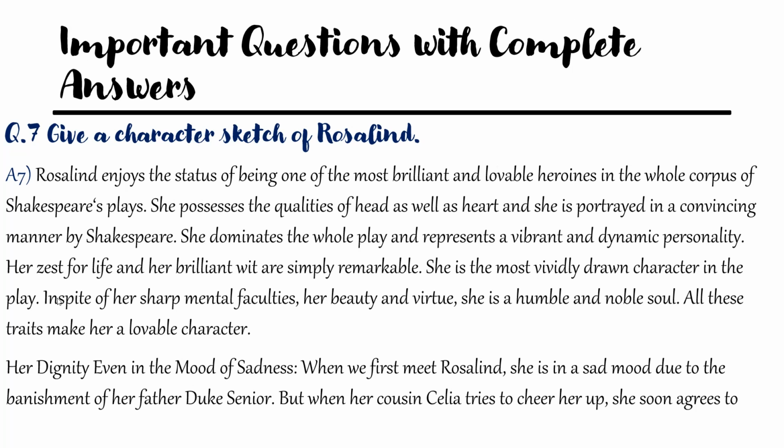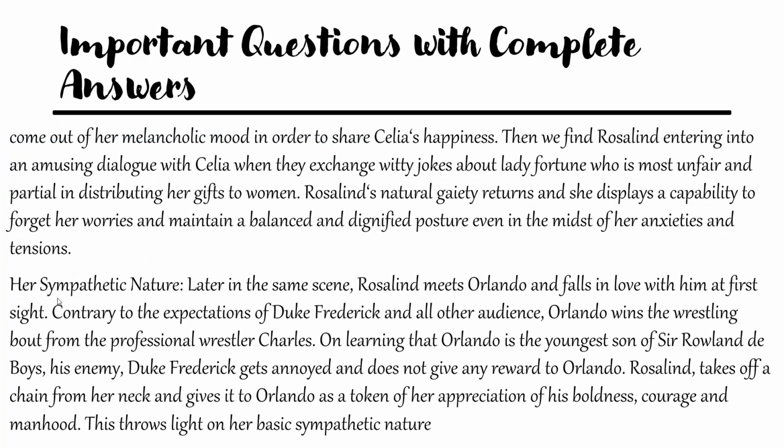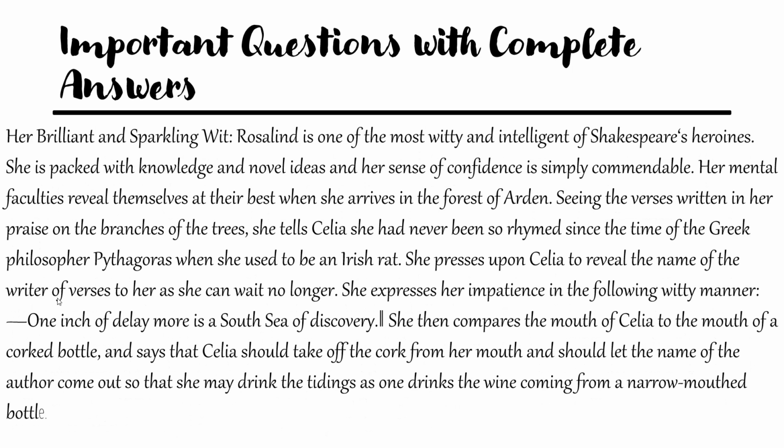Okay, talking about question number 7, which is: give a character sketch of Rosalind. The question is written over here, and if some of you have missed the character sketch of Rosalind, you can copy this down by framing the outline of Rosalind. Some outlines are framed: her dignity even in the mood of sadness, so you can copy it down as it is, her sympathetic nature. Then we have brilliant and sparkling wit, or you can say wit and humorous character. You can copy down the same paragraph as it is.